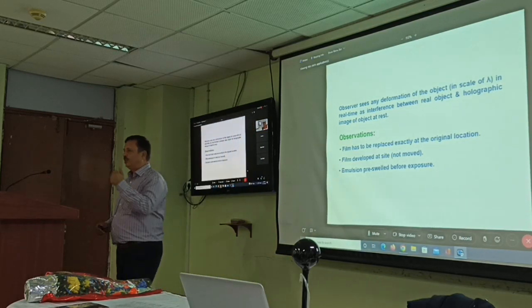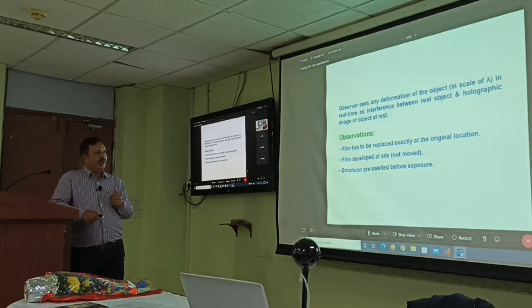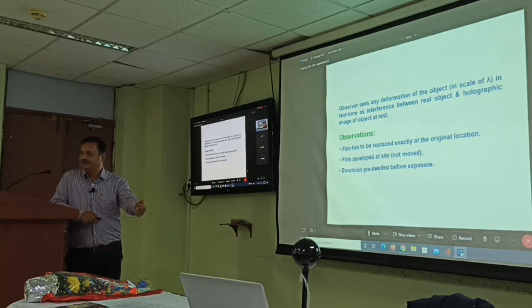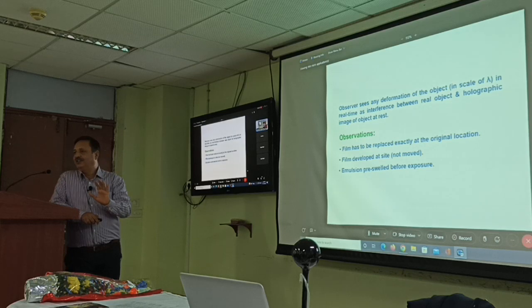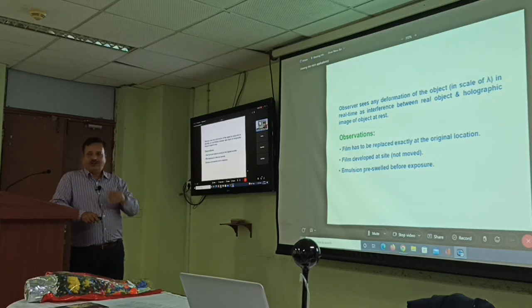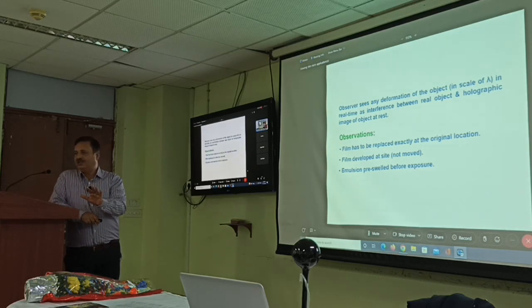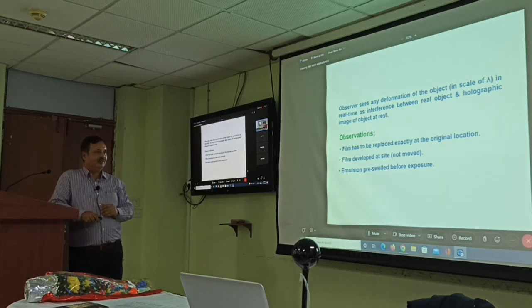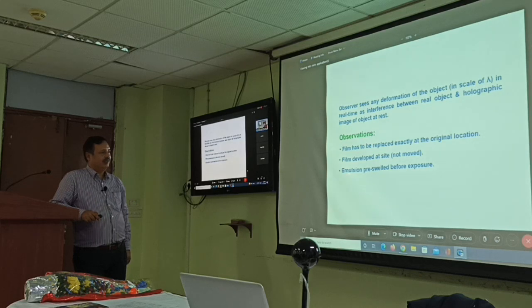So these are the problems basically: you have to replace the film exactly at the same original location. If you do not replace it at the original location, then that will give you a wrong result, or the measurement you get at the end will have some disadvantage or difficulty. Film developed at site: whatever hologram you are recording has to be developed at site. You cannot take it to a dark room. So you have different tools and techniques for that.